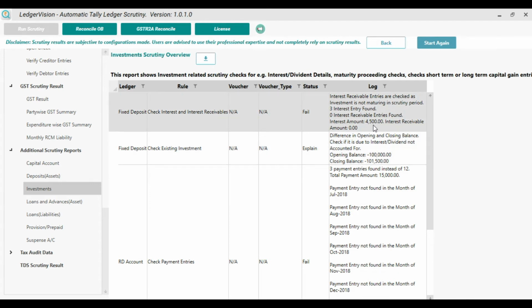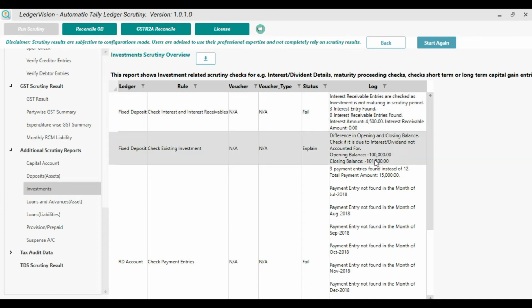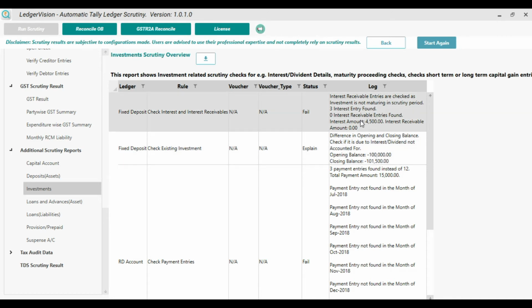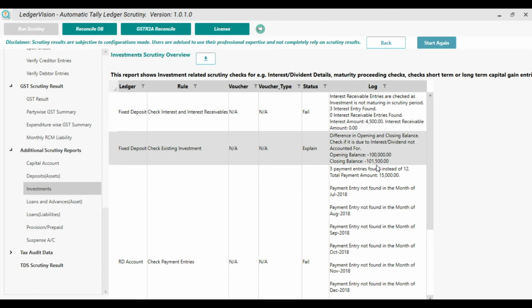Interest amount is 4,500. So they have received the amount, but they have not posted the interest receivable under the income side of the P&L account. That's why there is a difference in closing and opening account. So the software is asking to explain why this difference is there. This difference is because they have received the amount, but they have not posted it to the income side.